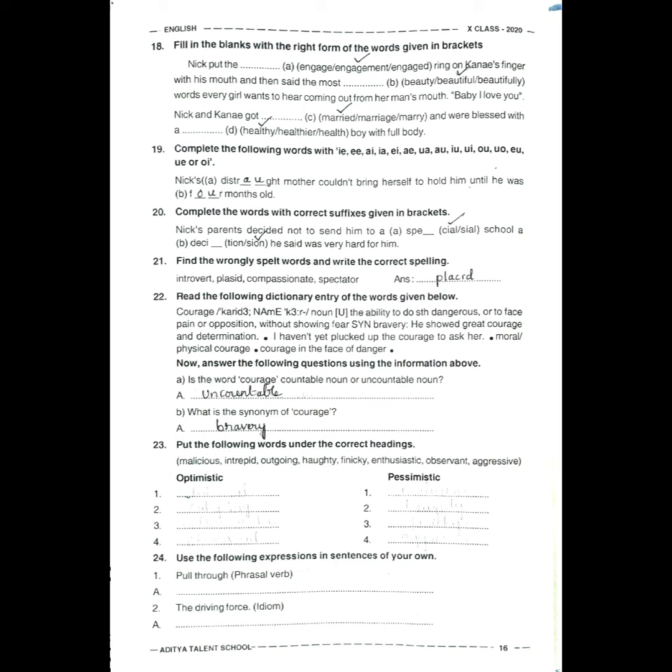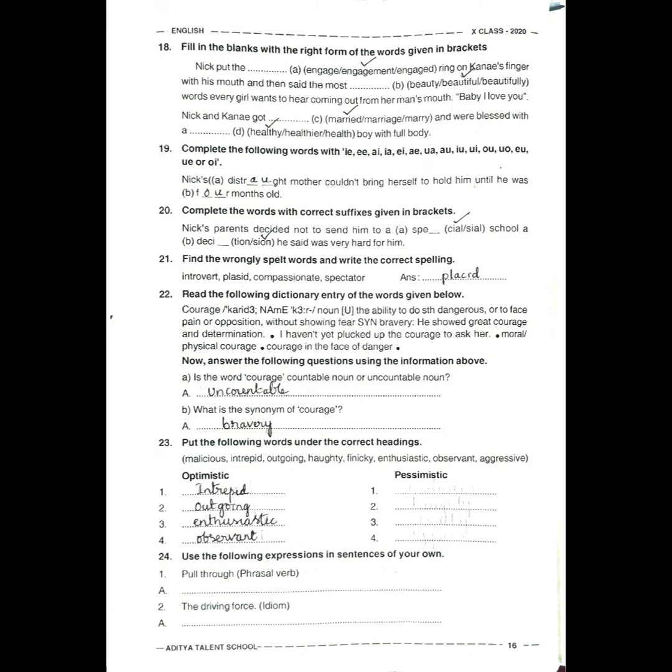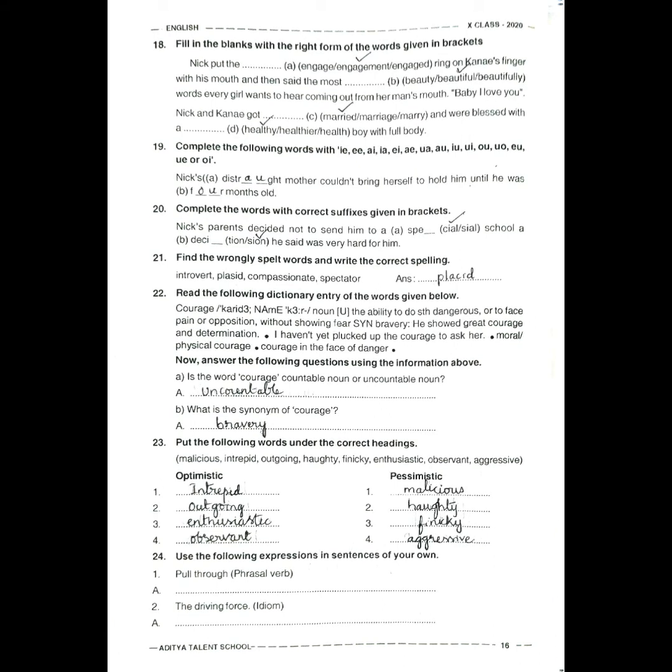So let us pick up the positive qualities first. And the positive qualities are intrepid, outgoing, enthusiastic, observant. And the negative qualities: malicious, haughty, finicky, aggressive.